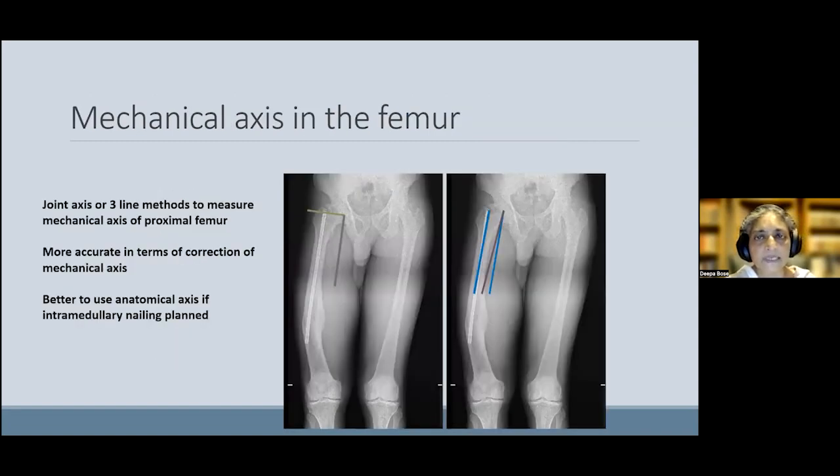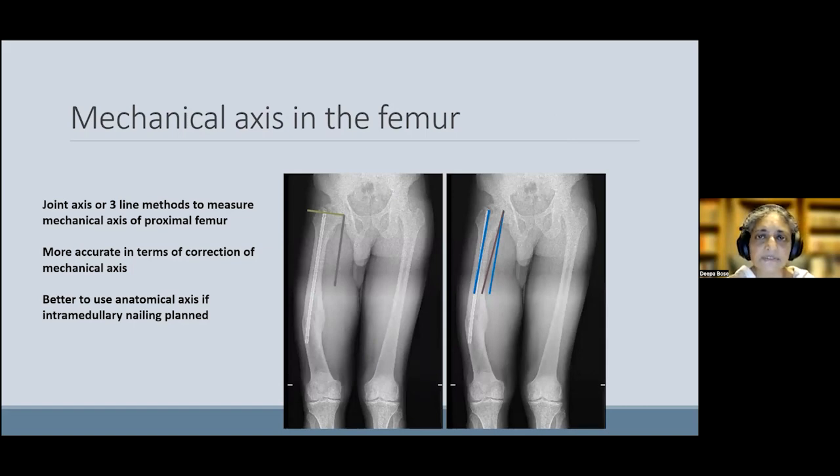And when it comes to measuring the mechanical axis in the femur and the tibia, in the tibia, the mechanical and the anatomical axis of the bone is roughly similar. There's a difference of about 3 degrees, but in the grand scheme of things, that is minimal. And so for practical purposes, you can assume that the mechanical and the anatomical axis in the tibia is the same. However, for the femur, there is quite a difference.